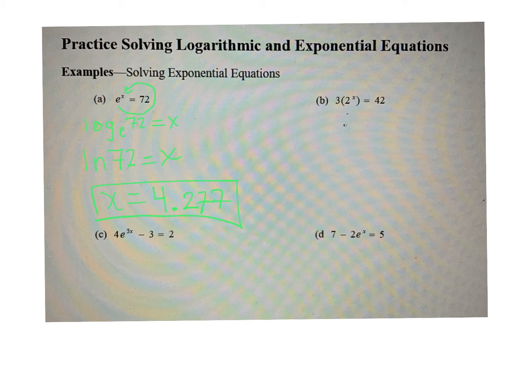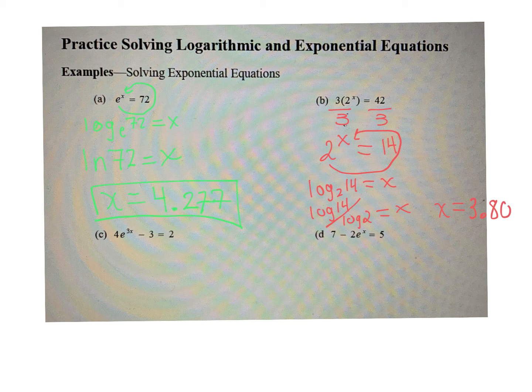On the next one, I'm going to divide by the 3 first. So 2 to the x equals 14. Then I'm going to convert. So log base 2 of 14 equals x. Log of 14 over log of 2 will equal x, and x will equal approximately 3.807.